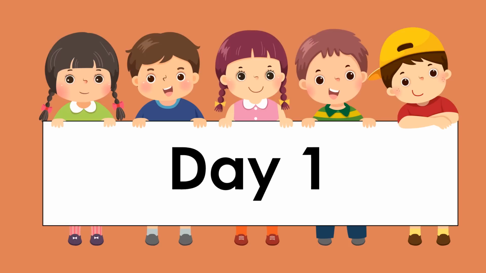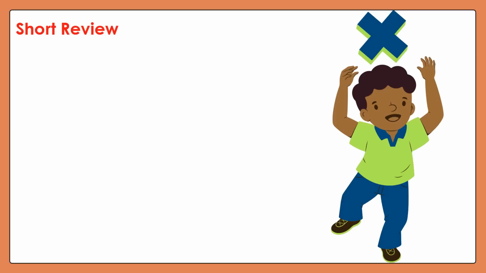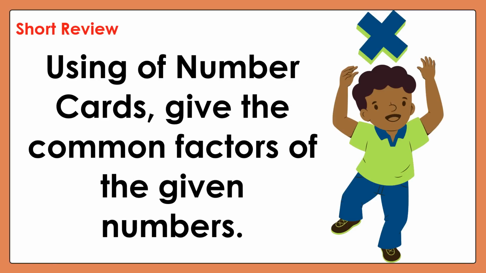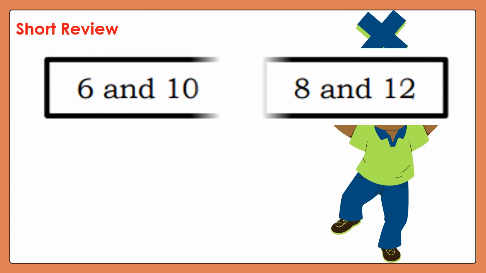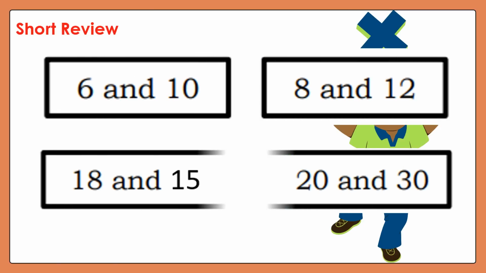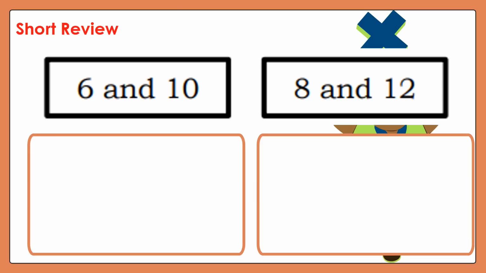Day 1. Let's have first a short review. Using number cards, give the common factors of the given numbers. 6 and 10, 8 and 12, 18 and 15, and 20 and 30. Let's answer. 6 and 10.